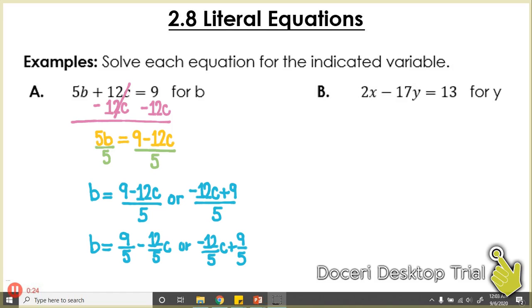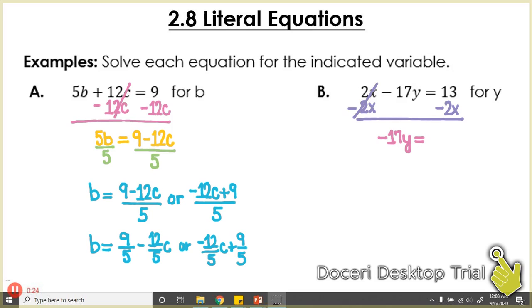So if we look at example B, we're taking 2x minus 17y equals 13, and we're going to solve for y. So we ask ourselves, where is y? Y is on the left-hand side. What things are happening? Well, it's being added by 2x and being multiplied by negative 17. So again, we're going to undo the addition first with subtraction. So I'm going to subtract 2x from both sides of the equal sign. I do know that 2x minus 2x cancels, and we're going to bring down the negative 17y.